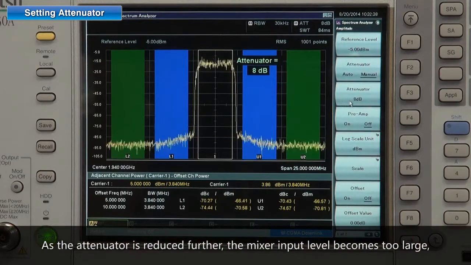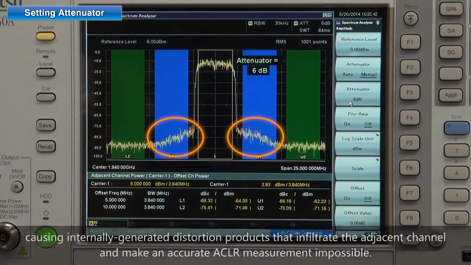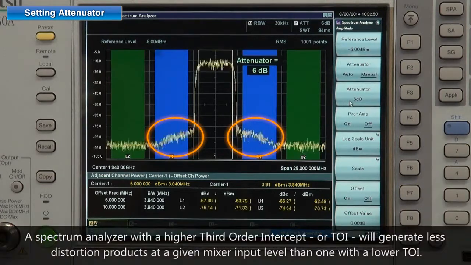As the attenuator is reduced further, the mixer input level becomes too large, causing internally generated distortion products that infiltrate the adjacent channel and make an accurate ACLR measurement impossible. A spectrum analyzer with a higher third-order intercept, or TOI, will generate less distortion products at a given mixer input level than one with a lower TOI.